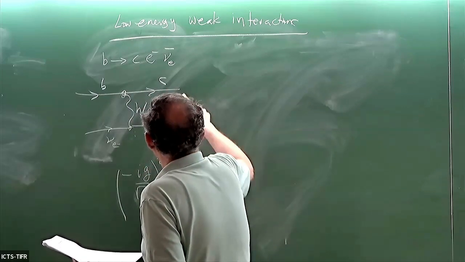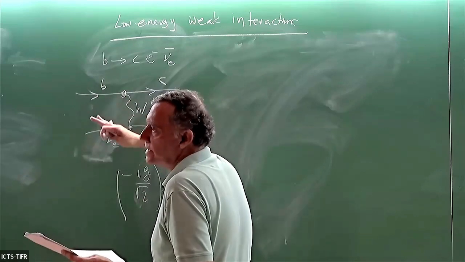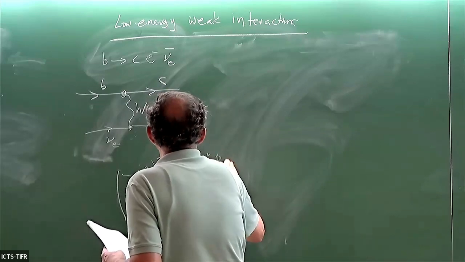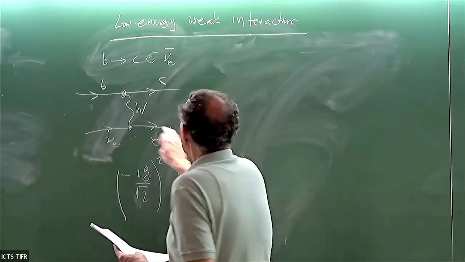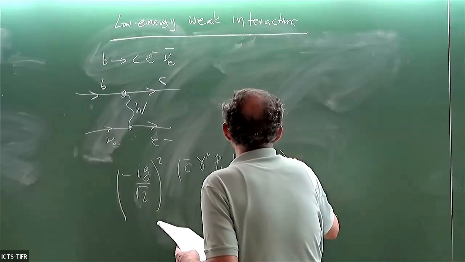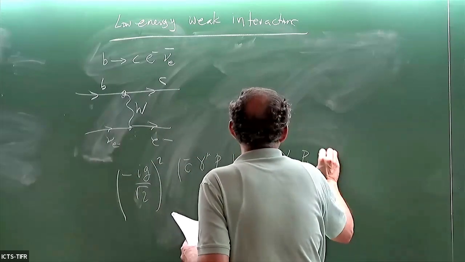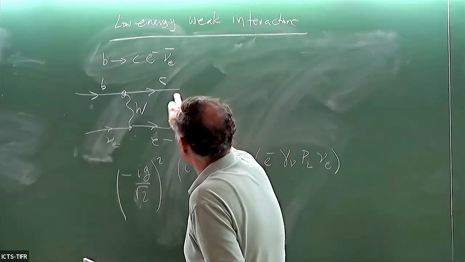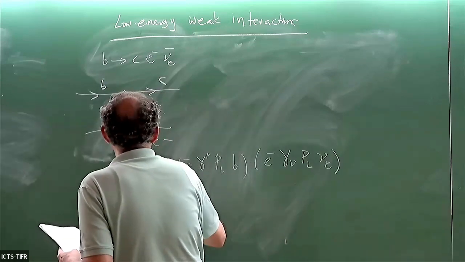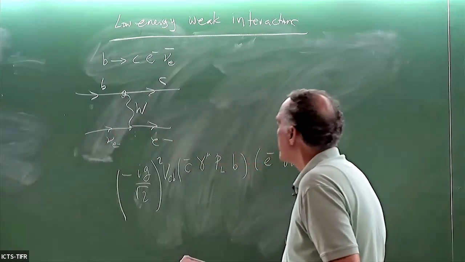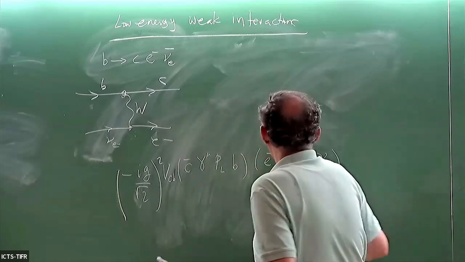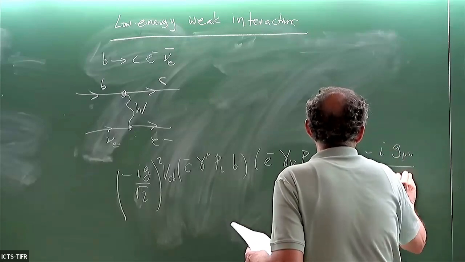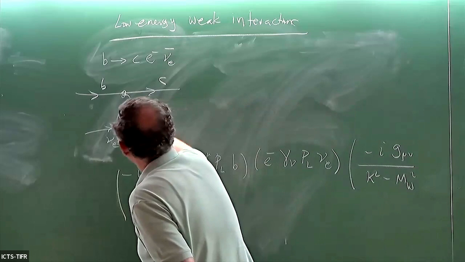Then the upper line, I could either do spinors, but I'll do it in terms of fields. You get a c bar gamma mu P left b. On the lower line, you get e bar gamma nu P left mu e. Because this is a B to C transition, you get a V_cb factor here from the coupling constant. And then you get the W propagator, which is minus i g mu nu over k squared minus M_W squared, where k is the momentum flowing through here.